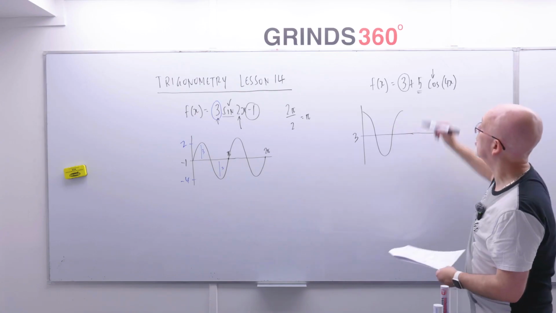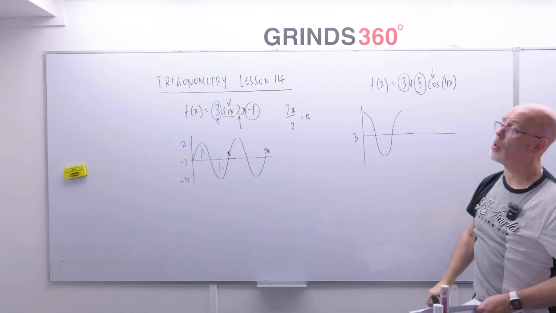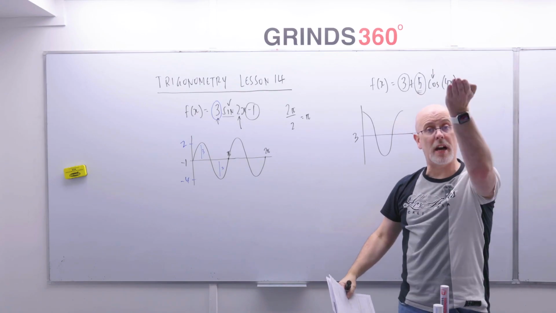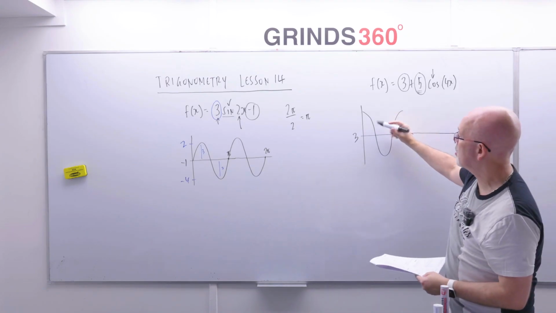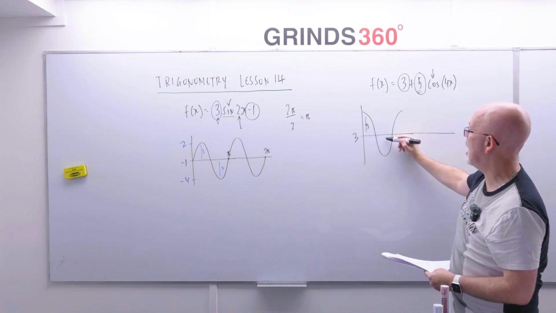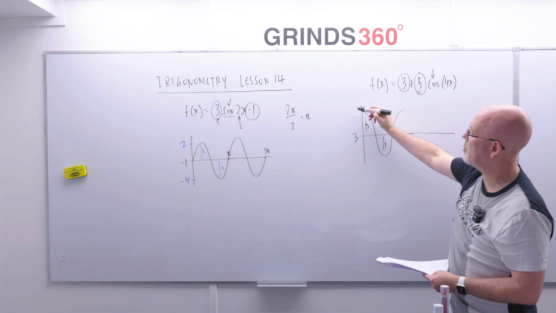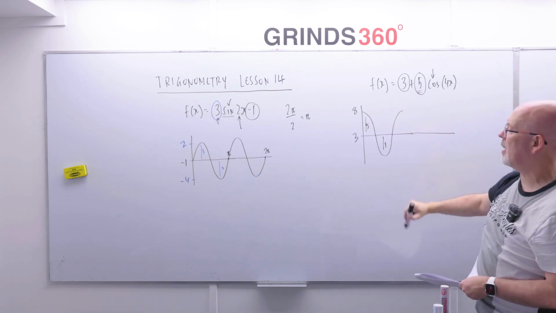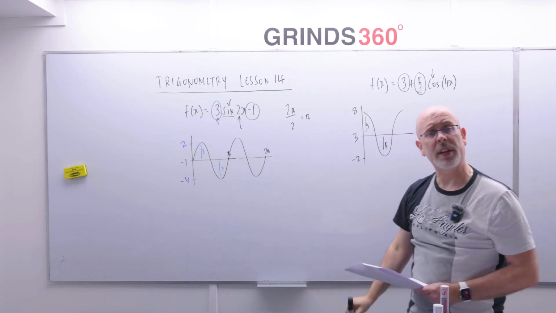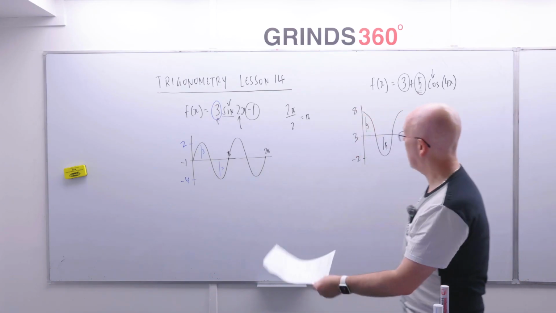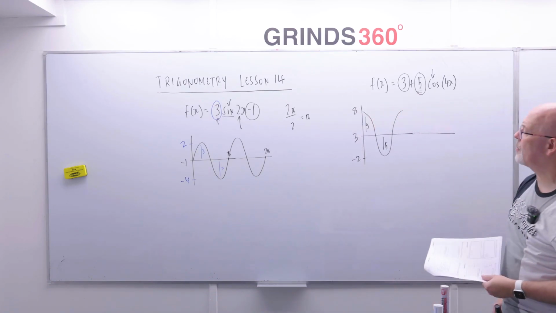What's my amplitude? Well, the number in front of the word cosine is my amplitude. It's how far above and below the center line my graph will go. It'll go up by 5 and down by 5. So it goes up by 5: 3 plus 5 is 8. If it goes down by 5, 3 minus 5, it'll go down as low as minus 2. Okay, there's the range. So this graph will go from minus 2 to 8. That's the range for this function.